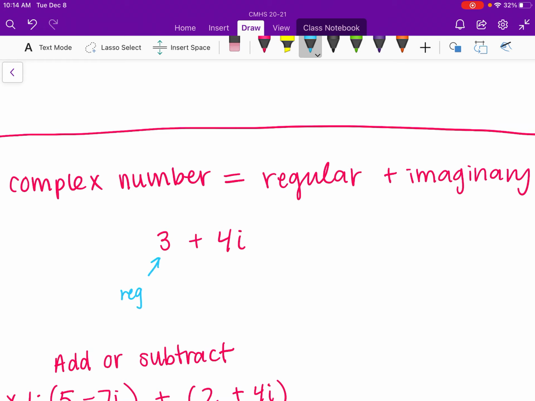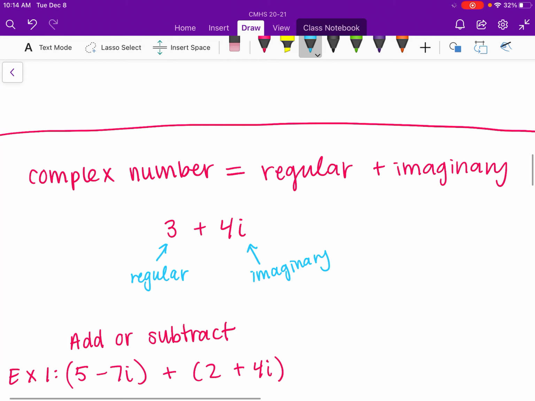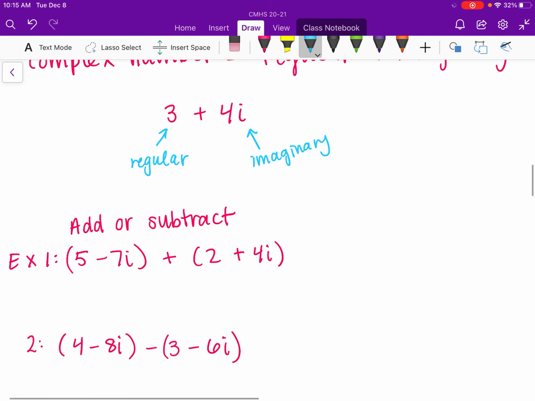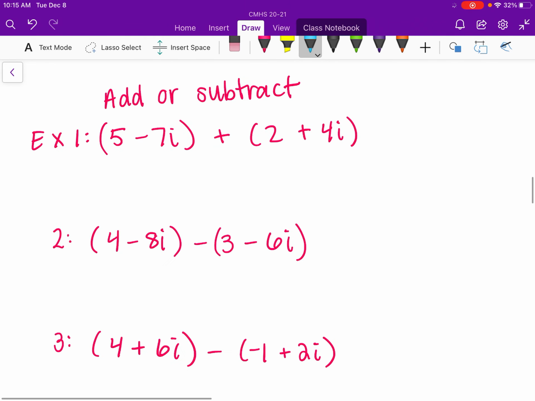So here is our regular number. It doesn't have anything with it, also known as a constant. And this is our imaginary number. So if you have them both together like this, it is called a complex number. It's regular plus an imaginary. And we can combine these. We can add, subtract, multiply, and divide. So that's what we're going to do.